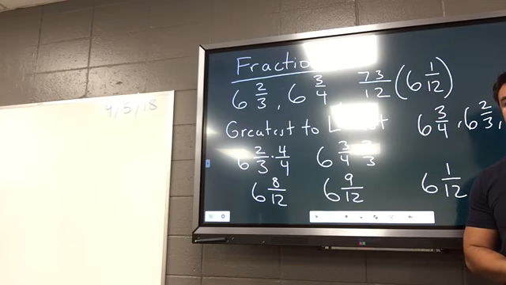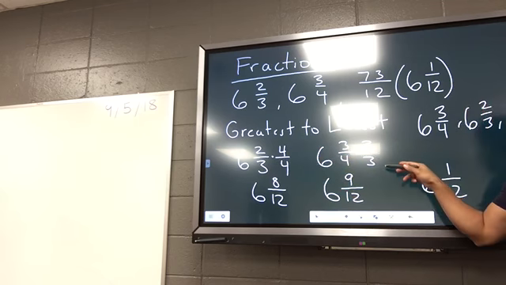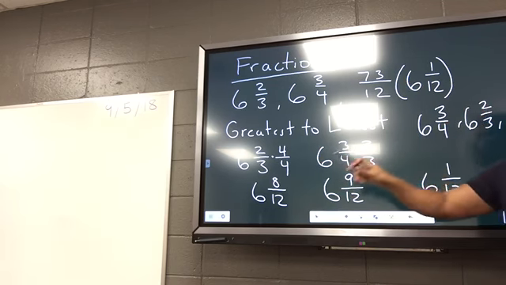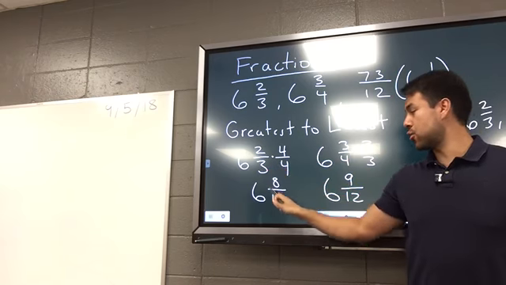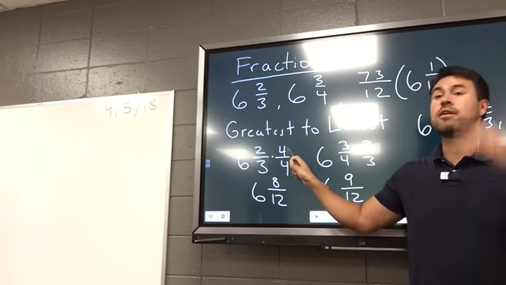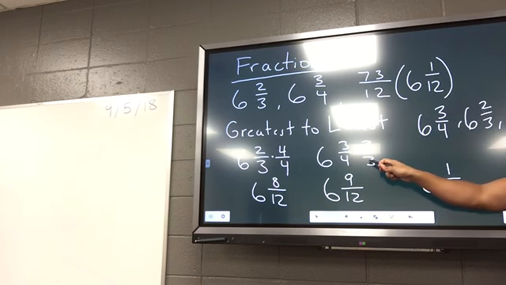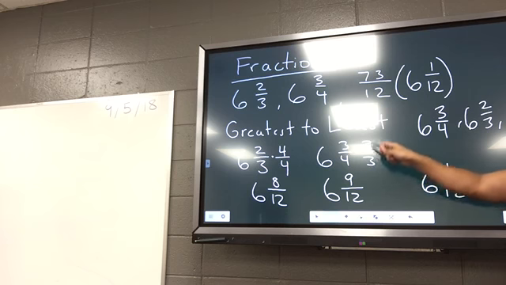So why 4 though? Yeah, good question. Why did we pick 4 over 4? Why did we pick 3 over 3? Why do we just pick numbers? Well, how do I make 3 turn into 12? I multiply it by 4, so I'm going to multiply the fraction by 4 over 4. How do I make 4 turn into 12? I multiply by 3, so I pick 3 over 3 to get that common denominator.